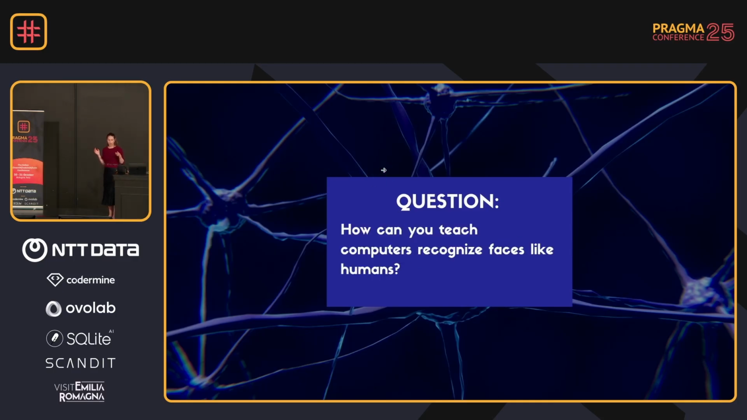How can you teach computers to recognize faces like humans? Because computers simply don't know what a face is, what a nose is. They have no idea. And another question that comes to mind: how do you bridge the gap between how humans perceive the face and how computers can actually do that?